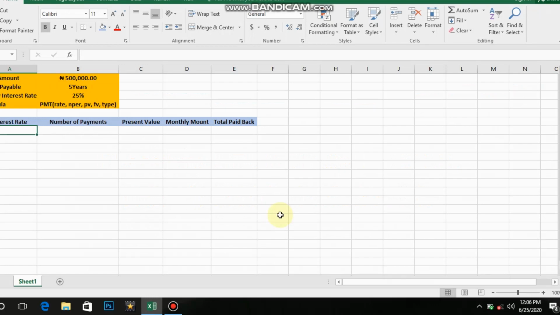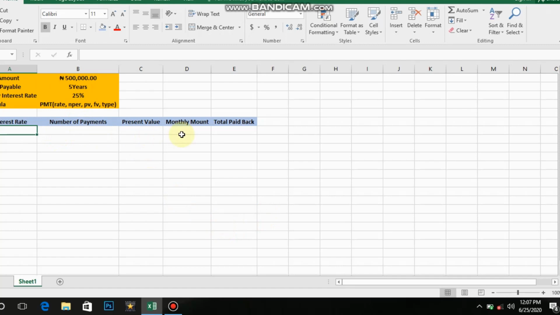Welcome to class today. Today we're going to be looking at financial functions in Excel. In the financial functions, we're going to be looking at the PMT. The PMT is a financial function that you use when you want to calculate things like the monthly payment amount of a loan, the amount that is payable for a loan.